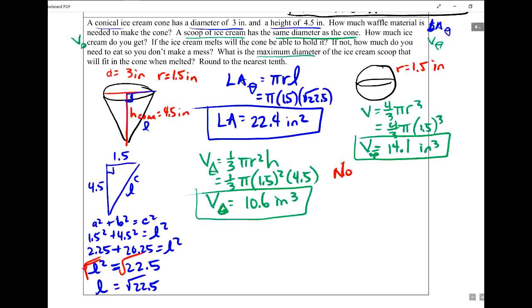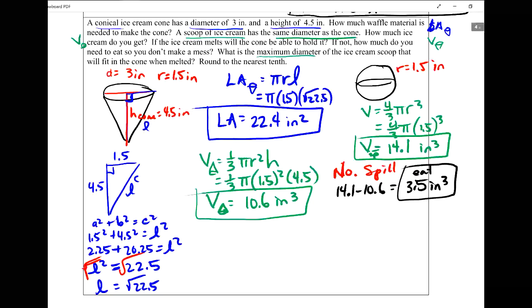No. It will spill. By how much? Well, that's simply just subtraction. 14.1 minus 10.6 tells us that we need to eat 3.5 cubic inches of our ice cream for it not to spill.